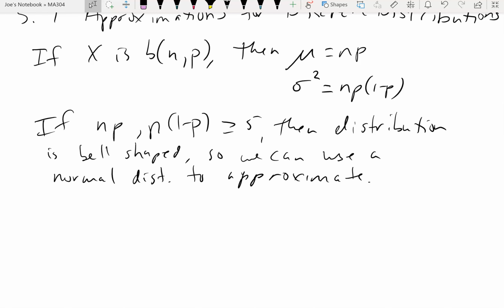Anyway, I don't really have time to do an example, so we'll do an example at the beginning of the class next time. You can do the same thing with the Poisson, for example. If you know the lambda, then you know the mean and the variance. And if your lambda is a decent value, then it'll also be semi-bell shaped, and you can use the normal distribution to approximate that as well.